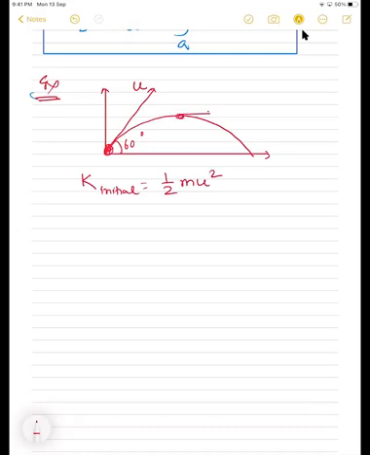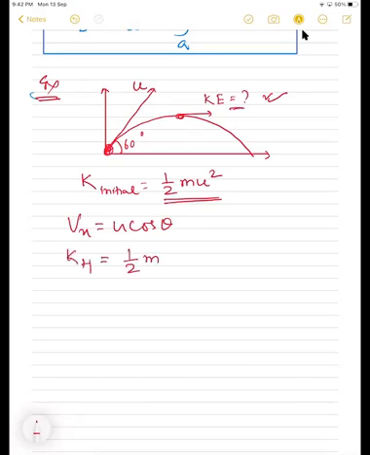So what is the kinetic energy at this point? Projectile motion पे यहाँ पर kinetic energy क्या हो? Initial kinetic energy इतना था, half mu square. And you should know the component of velocity at highest point is how much? Vx at highest point is how much? U cos theta, correct? Yes or no? Students? Yes, sir. So kinetic energy at highest point, h for highest लिख रहा हूँ मैं, that is half m Vx square, that is equal to half m u square cos square theta. Vx is u cos theta. Yes or no?